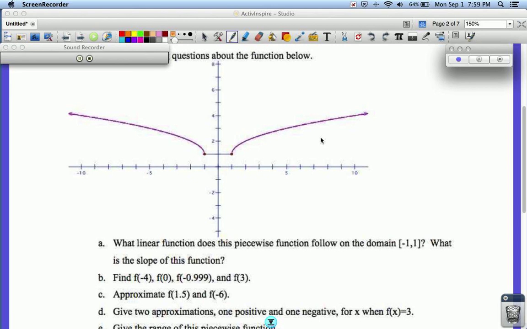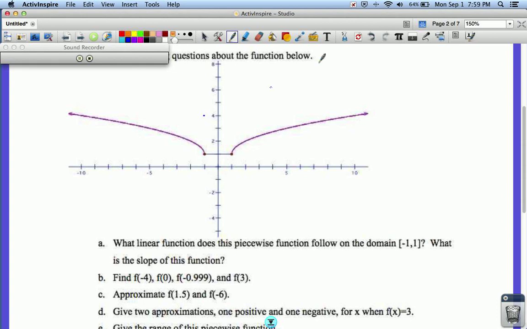All right, let's get started here. Number one. We're going to jump right into it. What linear function does the piecewise function follow on the domain from -1 to 1? And what is the slope of this function? Well, the linear function is a horizontal line crossing the y-axis, so that would be y equals 1. And the slope of that function would be 0.